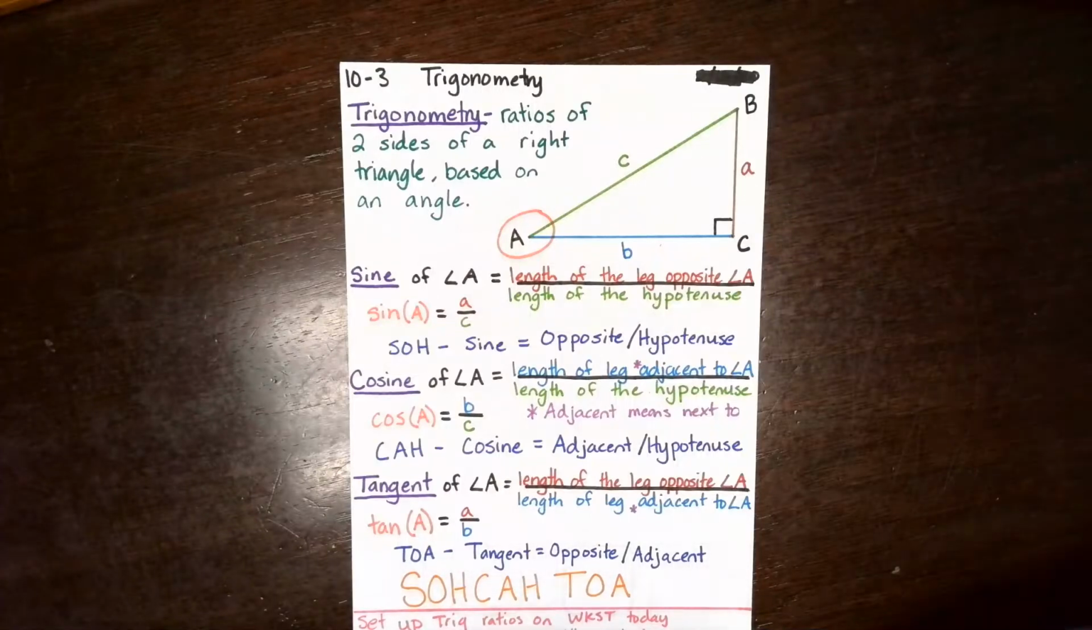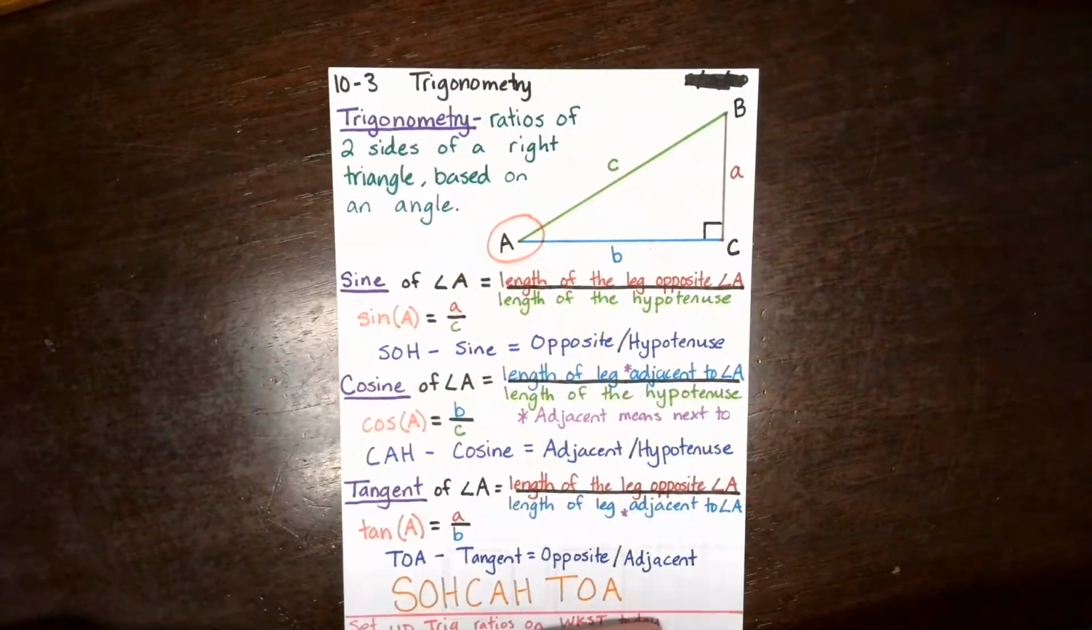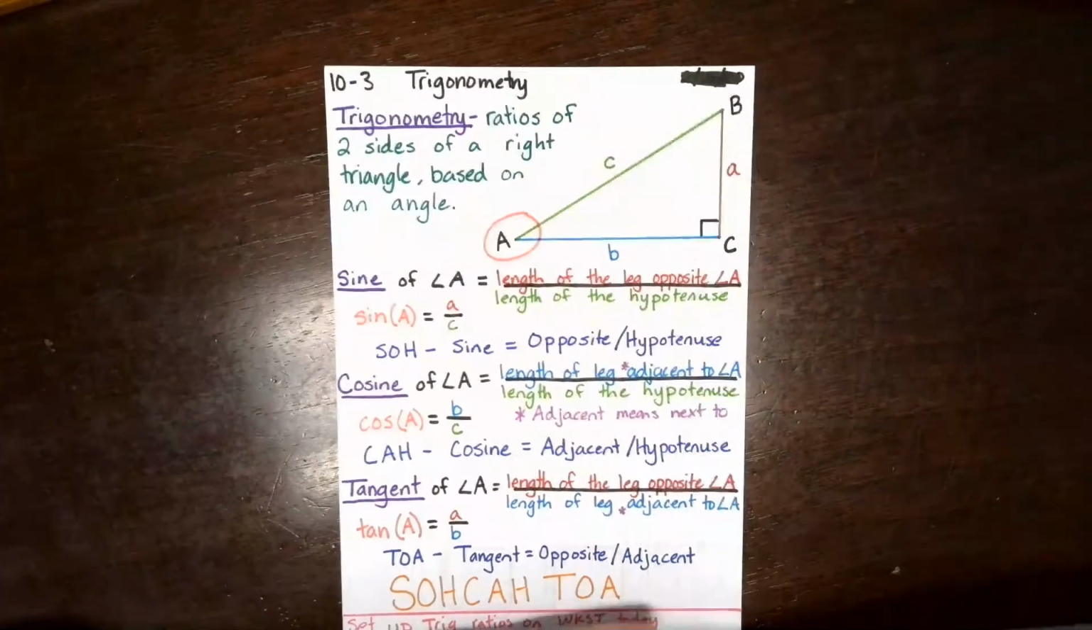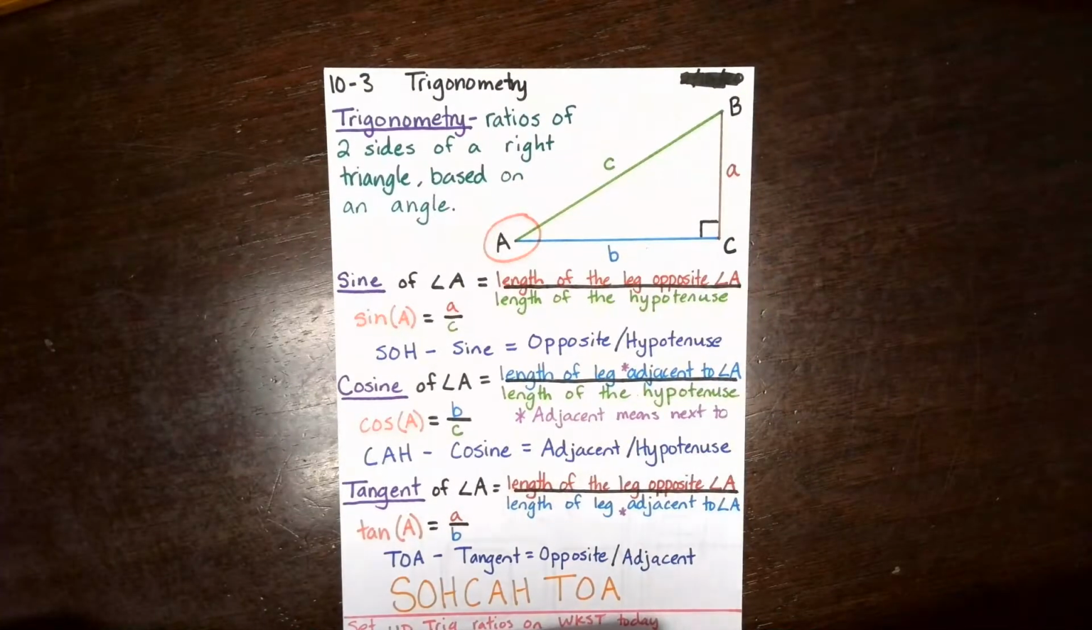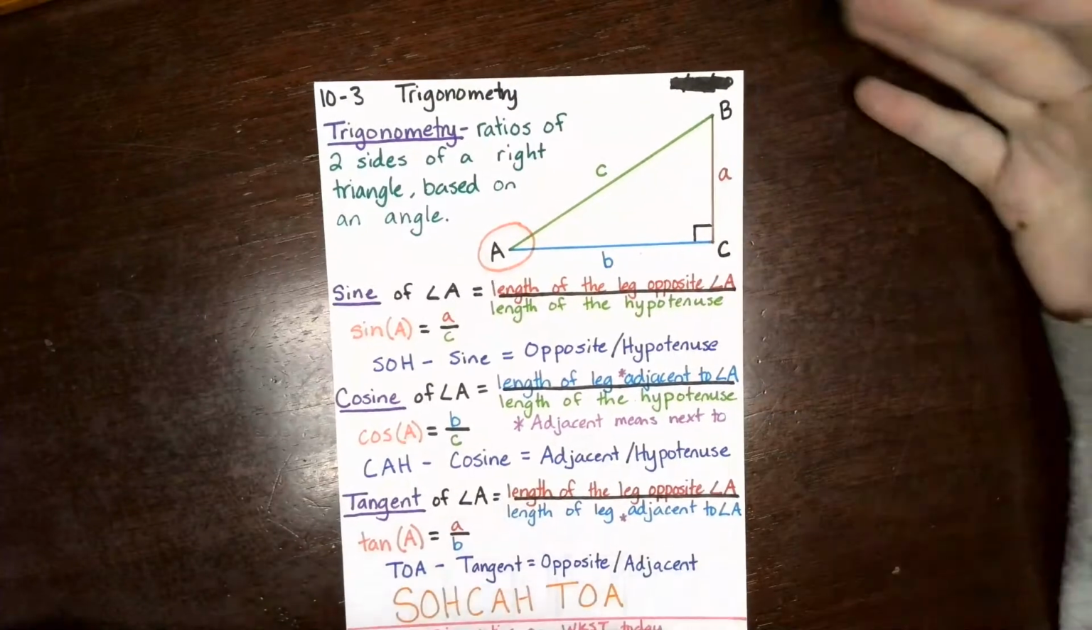Okay, so for 10-3, we introduced the idea of trigonometry. Now, trigonometry is the ratio of two sides of a right triangle based on an angle, is what the definition gives here. Now, this is part one of just introduction and setup of trigonometric ratios. Now, for this, make sure you're always drawing the pictures.